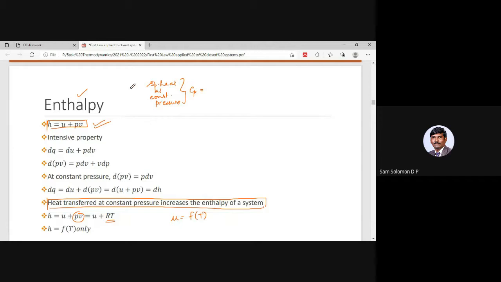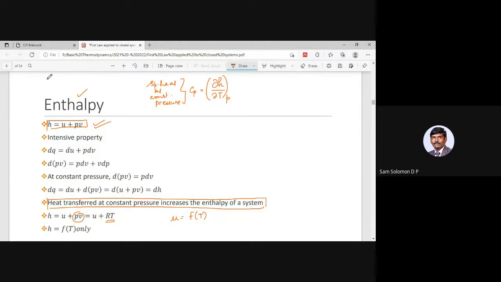So just like we saw specific heat at constant volume, you can also define specific heat at constant pressure. And this is nothing but partial H, partial T at constant P. So this is specific heat at constant pressure. So the process has to take place at constant pressure. So that is the change in enthalpy for a change in temperature at a constant pressure. So that is the definition of specific heat at constant pressure.